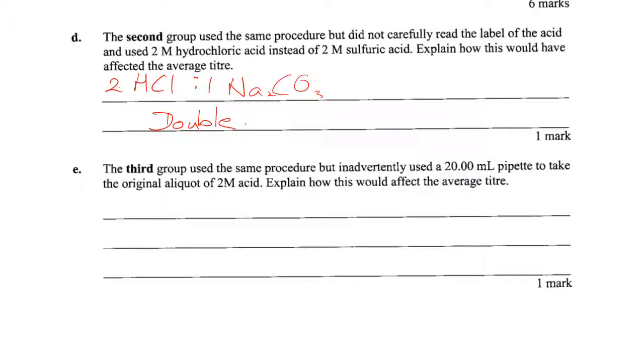Now, the third group uses the same procedure but inadvertently used a 20 ml pipette to take the original aliquot of 2 molar acid. So basically this is saying that you've got twice as much acid, or twice the concentration of acid, in your titer. That is going to halve it. So you've just got to think about your ratios here based on what's going on in your question.